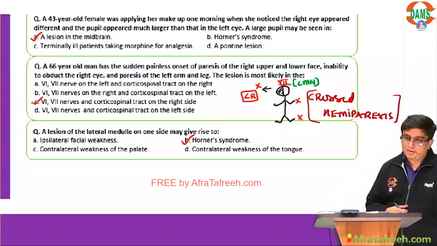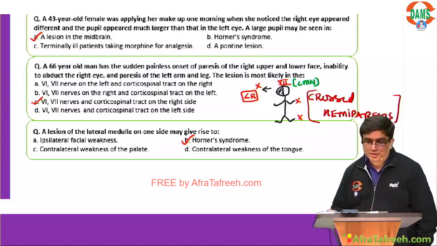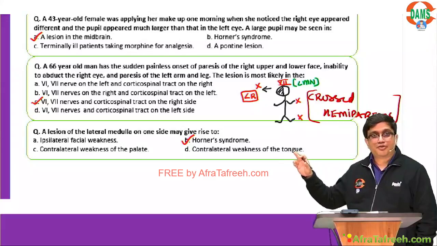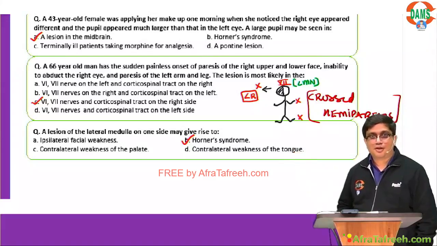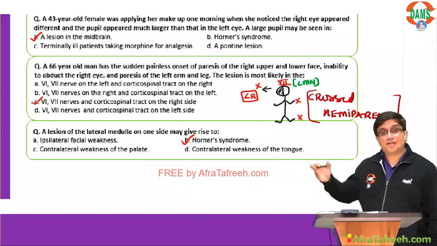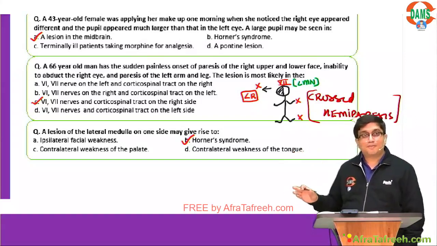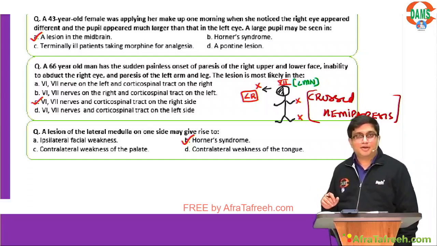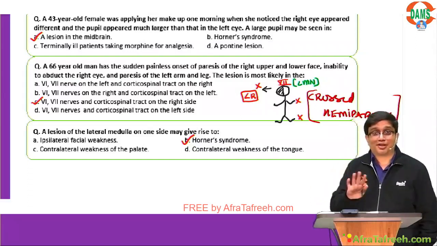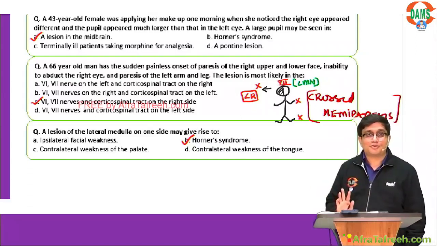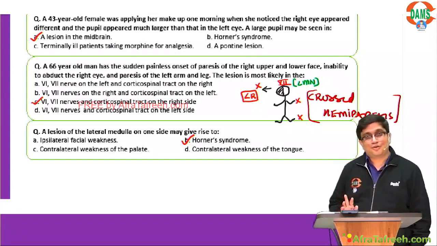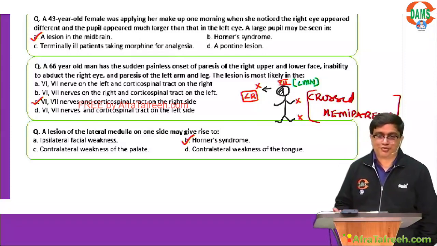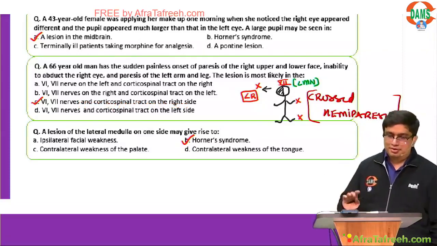Correct? No doubt on this. It's a very simple question. Now, can you guide me where will the tongue weakness be seen? Will the tongue weakness happen there or not? No. Palate weakness will happen, 9th and 10th nerve palsy, but on the same side, because cranial nerves do not cross the midline. The corticospinal only crosses the midline. Okay. So that's a very simple, straightforward question. Okay, good.